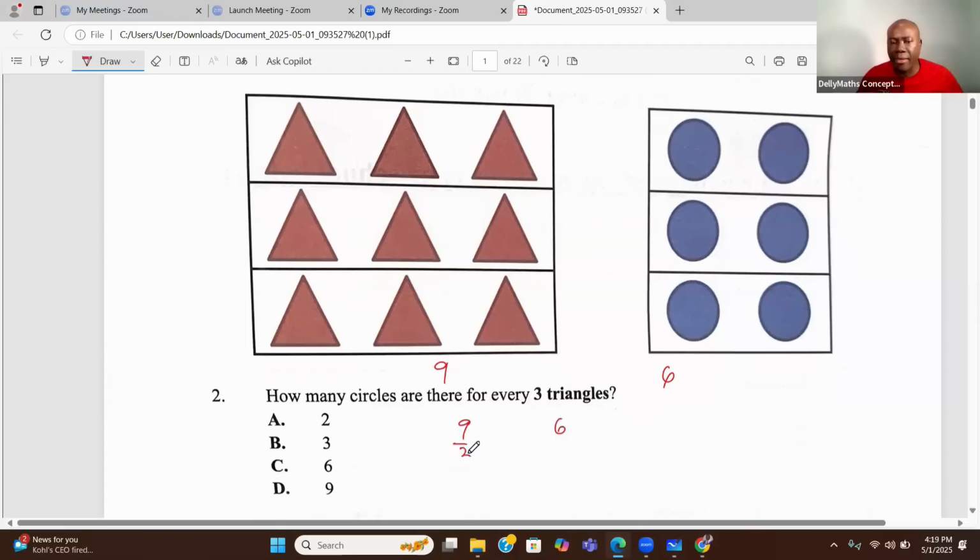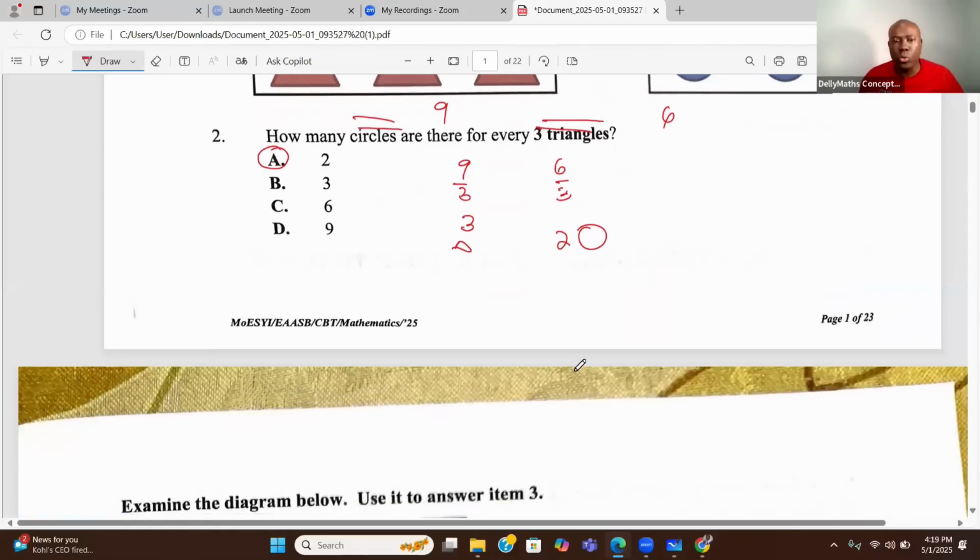If we divide both by 3 to break it down, we're going to see 3 triangles to 2 circles. So the question is, for every 3 triangles, we're talking about 2 circles. How many circles are there to 3 triangles? So it's actually 2 circles.